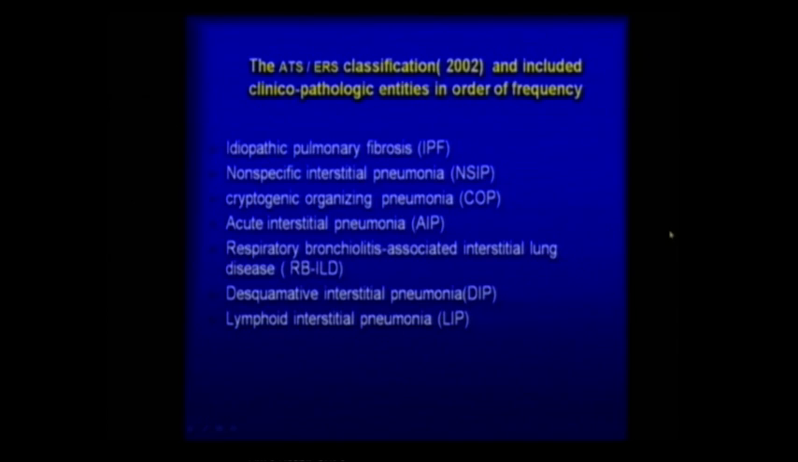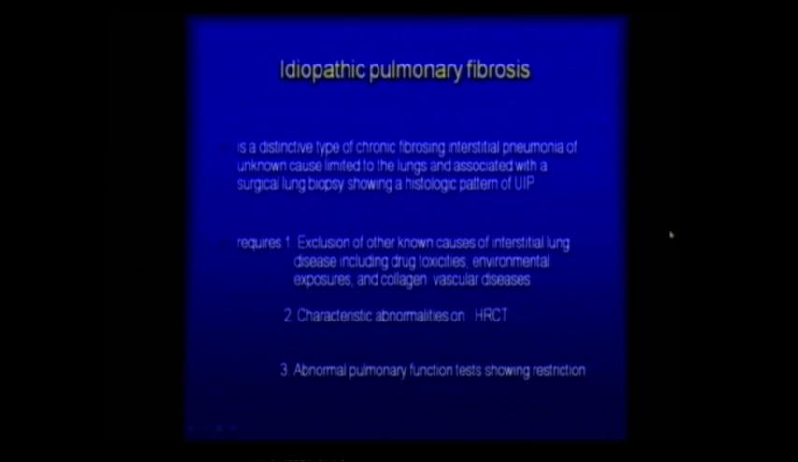Coming back to the ATS/ERS classification of 2002, we are coming to the important point of idiopathic pulmonary fibrosis. Once again, we summarize the classical findings. There is a distinct type of chronic fibrosing interstitial pneumonia of unknown cause, limited to lungs, associated with a surgical lung biopsy showing histological pattern of UIP. So, as I said earlier, it needs exclusion of other known causes of disease like drug toxicity, environmental exposure, collagen vascular disease, and it has characteristic abnormalities on HRCT and characteristic pulmonary function test abnormalities too.